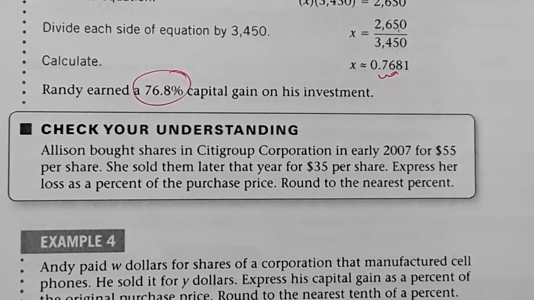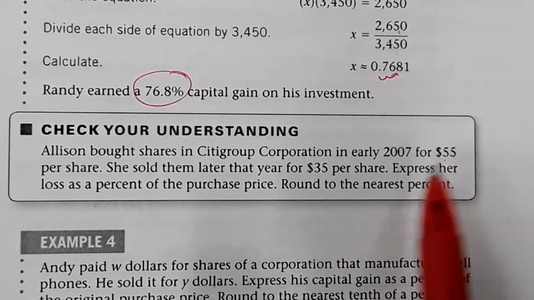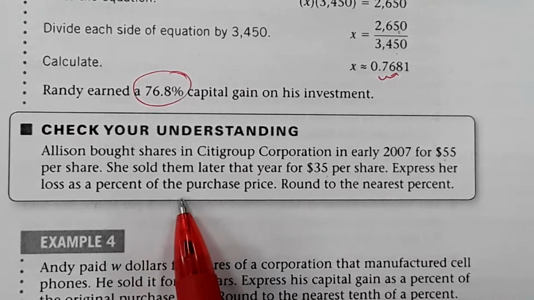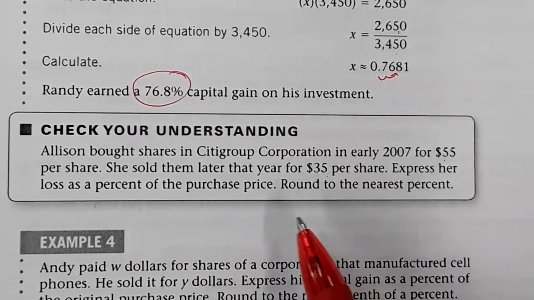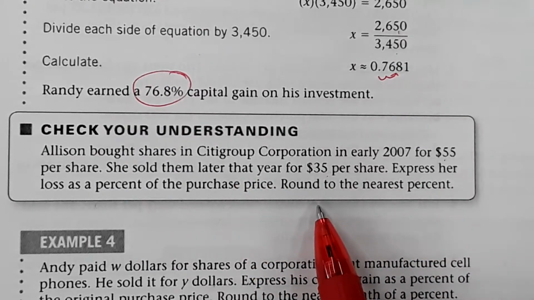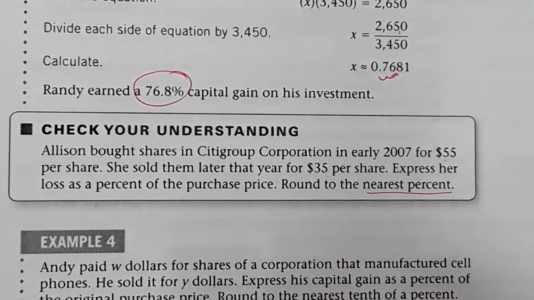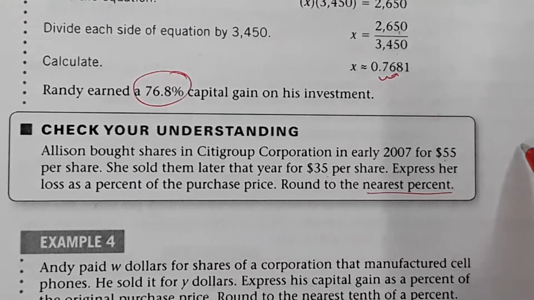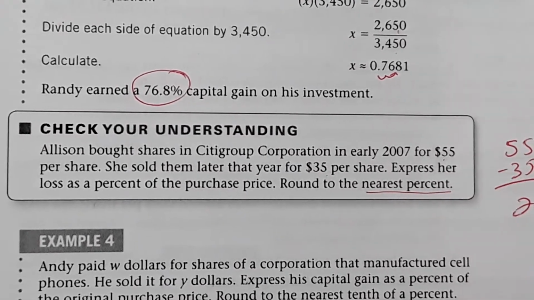So let's look at this one. Allison bought shares in Citigroup for $55 a share. She sold them later for $35 a share, so it looks like she lost money. Express her loss as a percent. So it doesn't tell us how many shares. It just tells us the dollar amount. And that's okay. We can find the percent just by the dollar amount per share. So she bought them for $55. She sold them for $35. So that's a $20 difference per share.